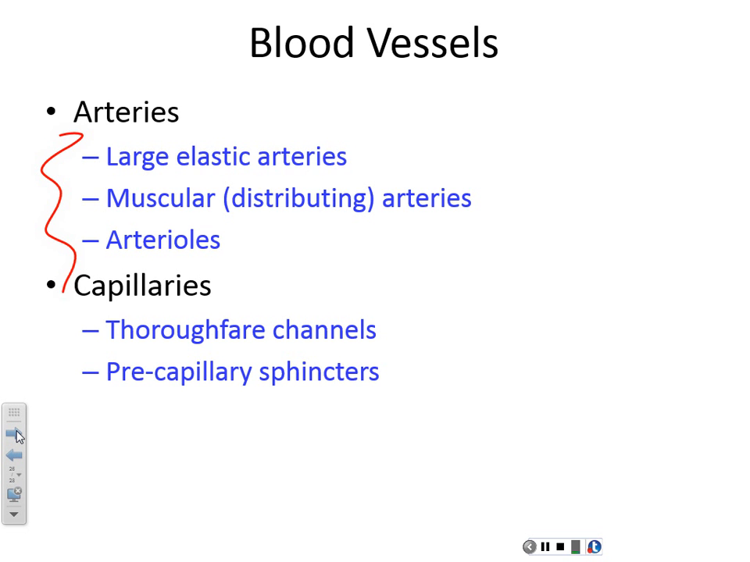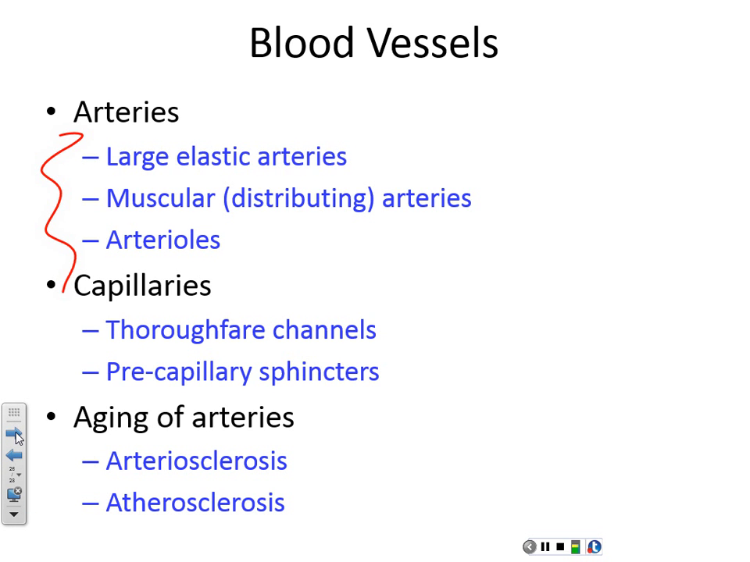through channels. When the pre-capillary sphincters close up, blood just goes through directly to venules. You gotta know what they are. Sometimes I'll throw it in the definitions: through channel, or metarterioles, what is it? Pre-capillary sphincters, what are they? They're those smooth muscle sphincters right at the junction of the arteriole and the capillary. So gotta know all those things.